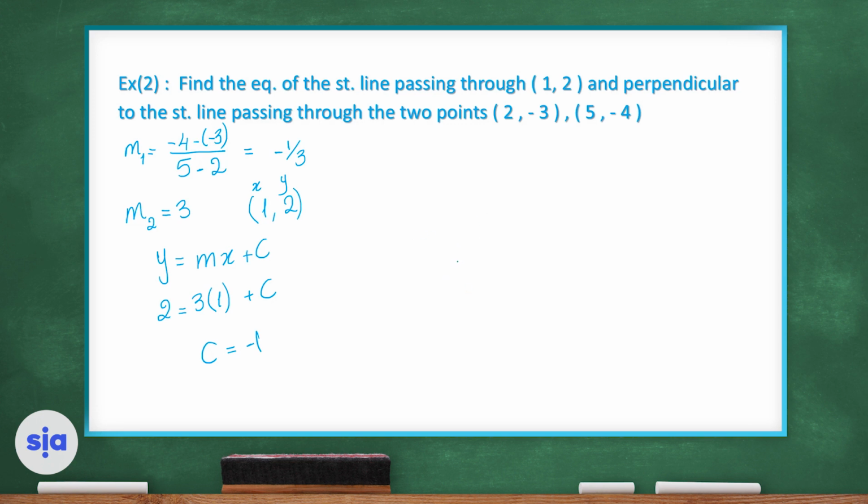So the equation of the line is y equals m, which is 3x minus 1. So this is the equation of the line.